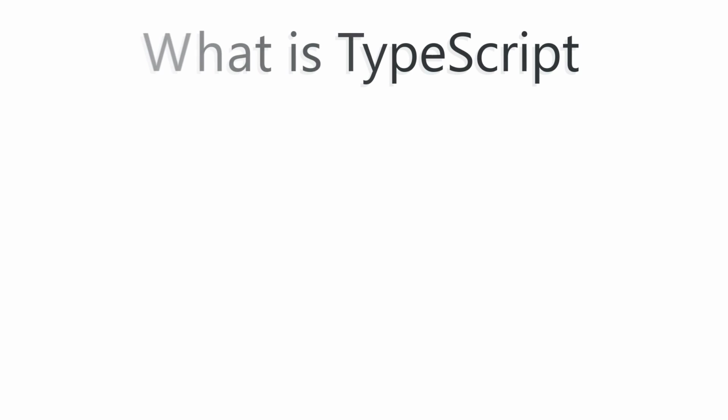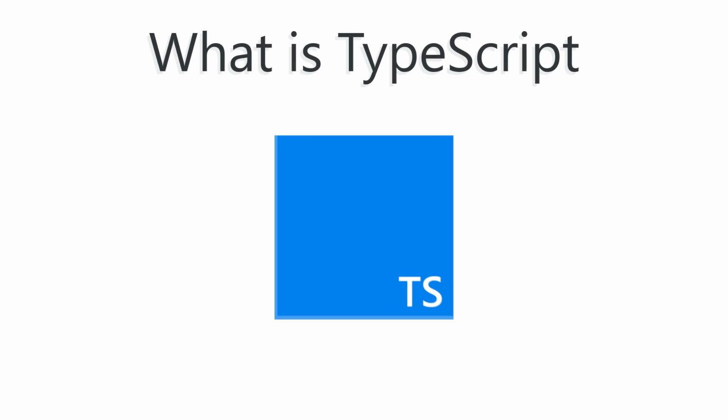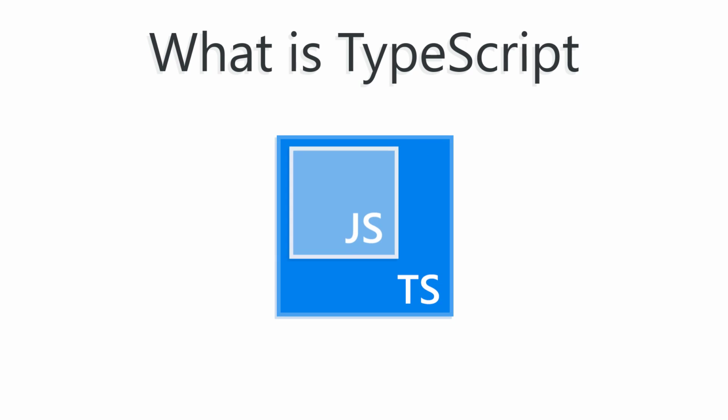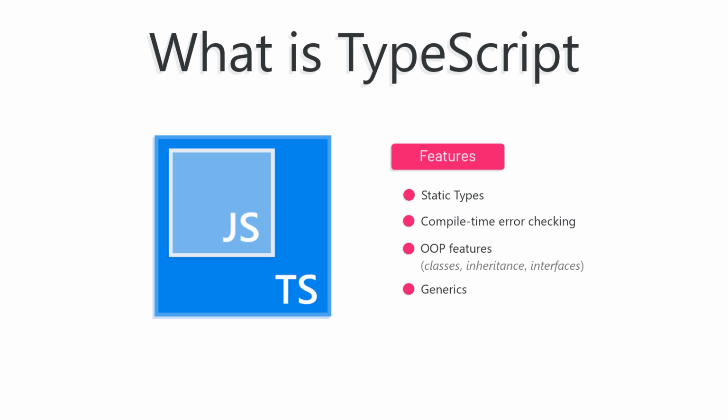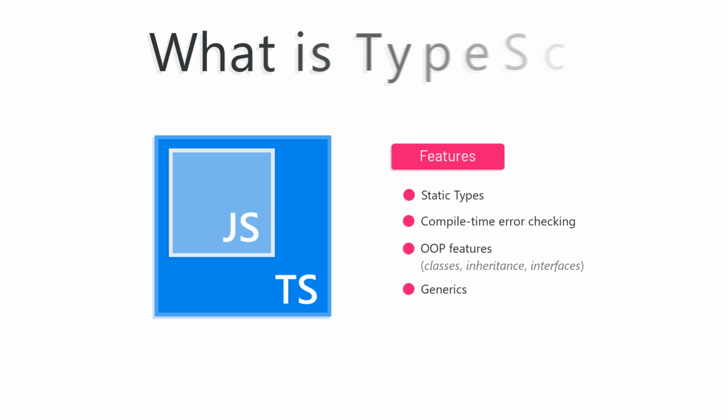Let's get started by defining TypeScript. TypeScript is a programming language built on top of JavaScript. That means it contains all the elements of JavaScript but adds some really useful features. The main one, though, is static typing.